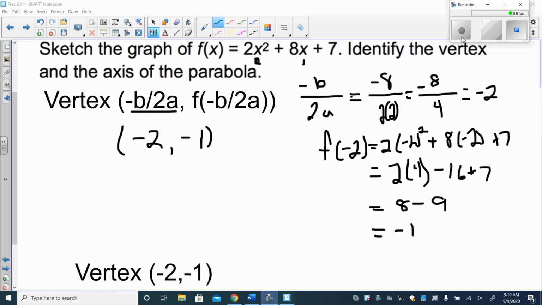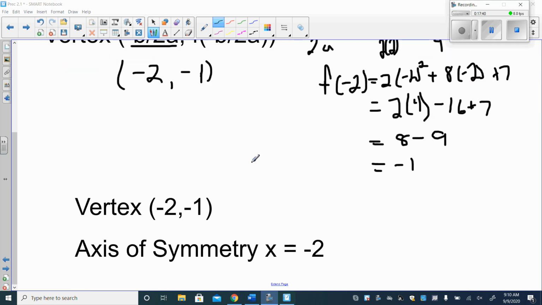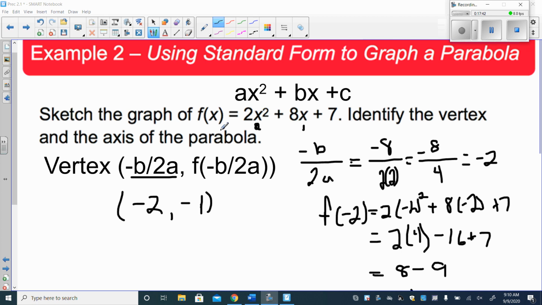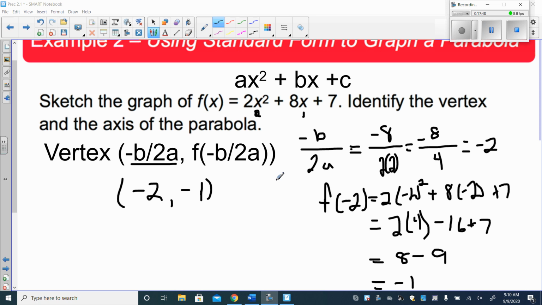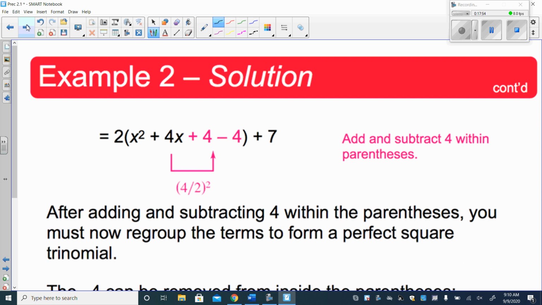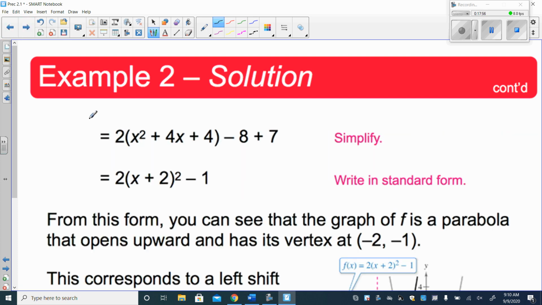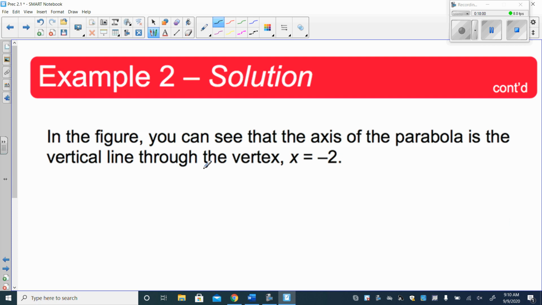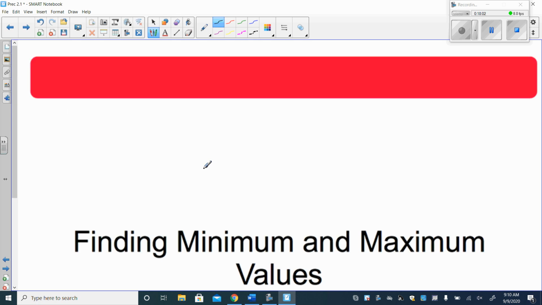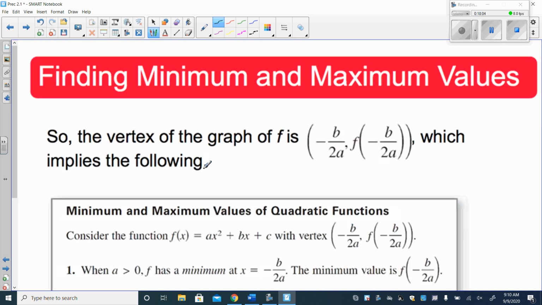As you see here, we do get the same vertex value as we did if we rewrote it in standard form, but this here is a little bit easier when we're trying to find this. So we can use this way to find the vertex instead of having to rewrite it out in this form here. We don't have to do it that way. So we have this here.